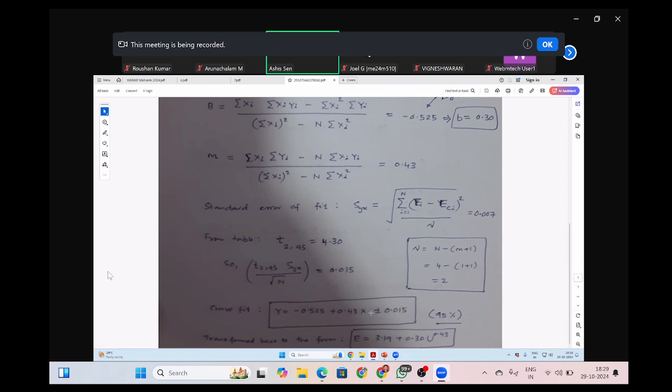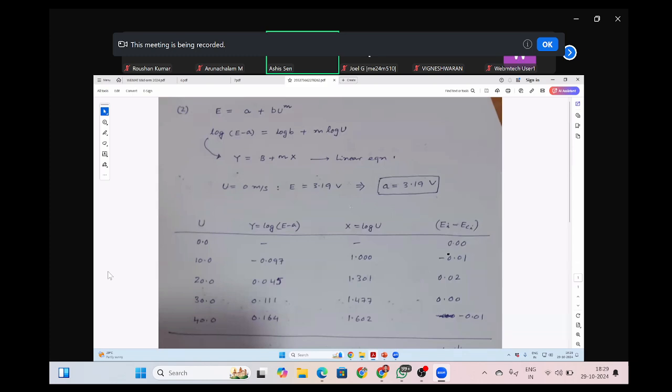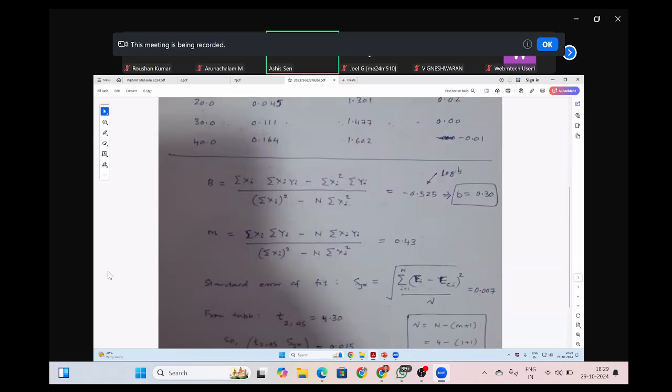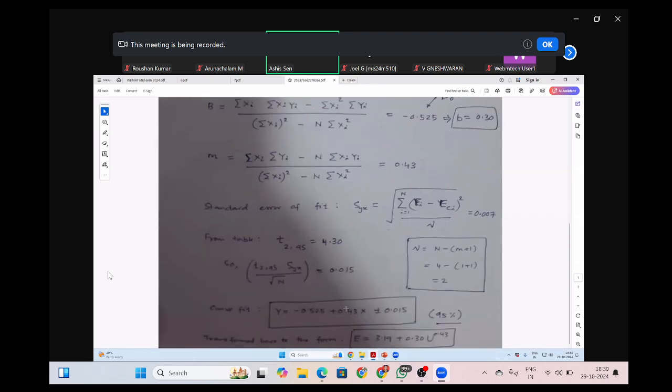Sorry, there is a mistake here. This should be 0.43 into x. Okay, this is correct. 0.43 into x. That is, x is basically your log U, and y is log E minus A. So this is correct. No problem. This is x, not multiplication. So this is basically the curve fit. Y equal to minus 0.525 plus 0.43x.